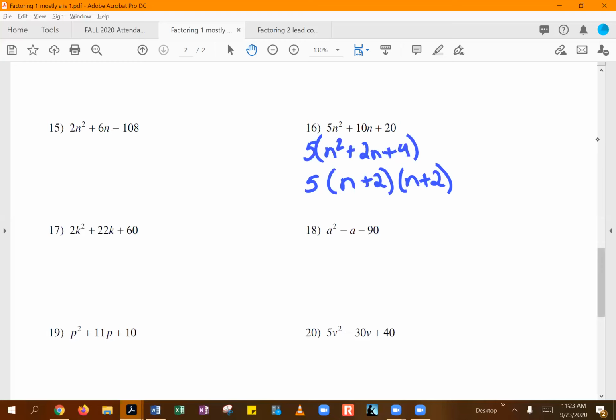Because if you multiply and FOIL these two parentheses, your middle term will end up... Oh wait, it's supposed to be just 5 times n squared plus 2n plus 4. Yeah, you will not be able to factor it any further. I went too far with the factoring there. If you multiply back, you would not come back to that parentheses portion. So this part here cannot be factored anymore.